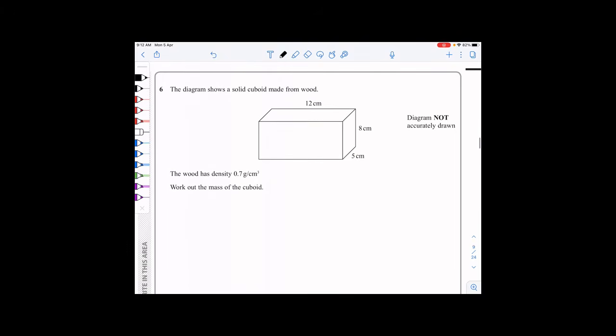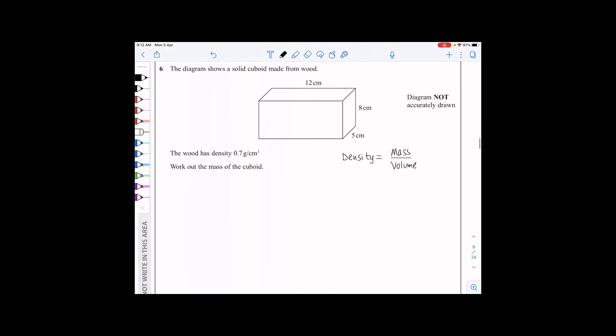In 6, we've got a solid cuboid, we've got the dimensions here. We know that the density is 0.7 grams per cubic centimeters, and we need to work out the mass. Now we know that density is mass over volume. We've got the density. If we just calculate the volume, we might be able to find the mass. So the volume is just 12 times 8 times 5, which gives an answer of 480 cubic centimeters.